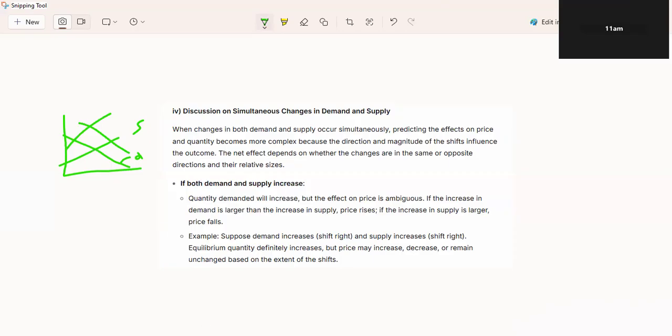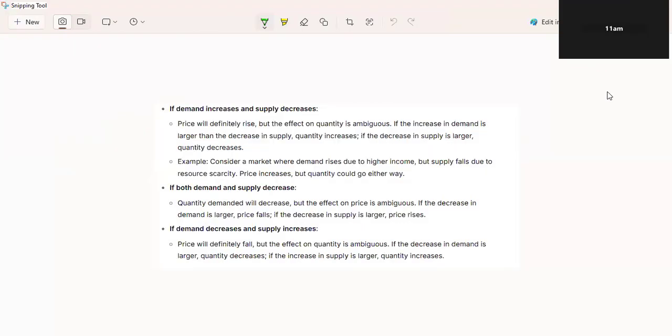Then the other part is asking, if demand increases and supply decreases, what will happen? Okay, so you can refer to the pamphlet questions. All right, so the price will definitely rise if demand increases and supply decreases, but the effect on quantity is ambiguous. Then if both demand and supply decrease, what will happen?